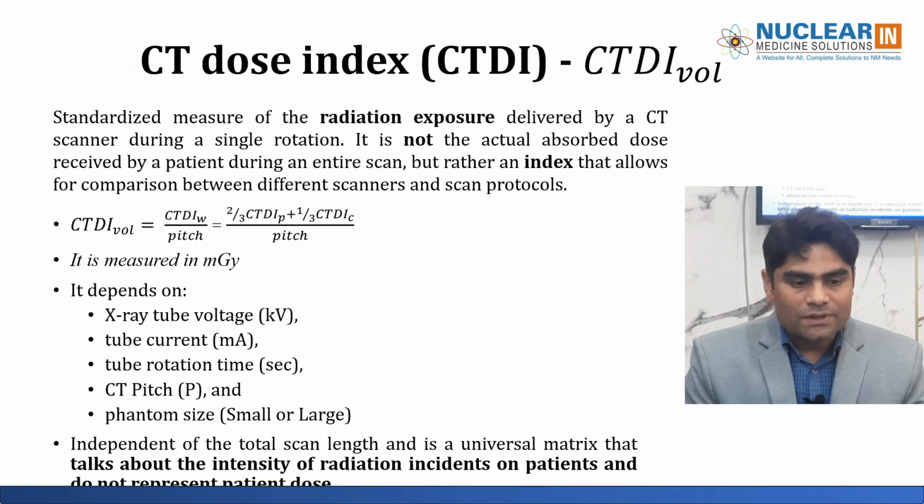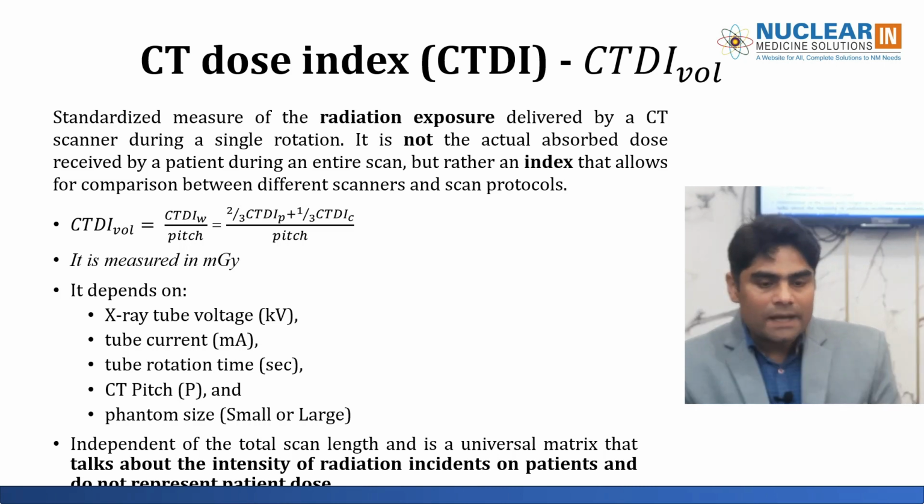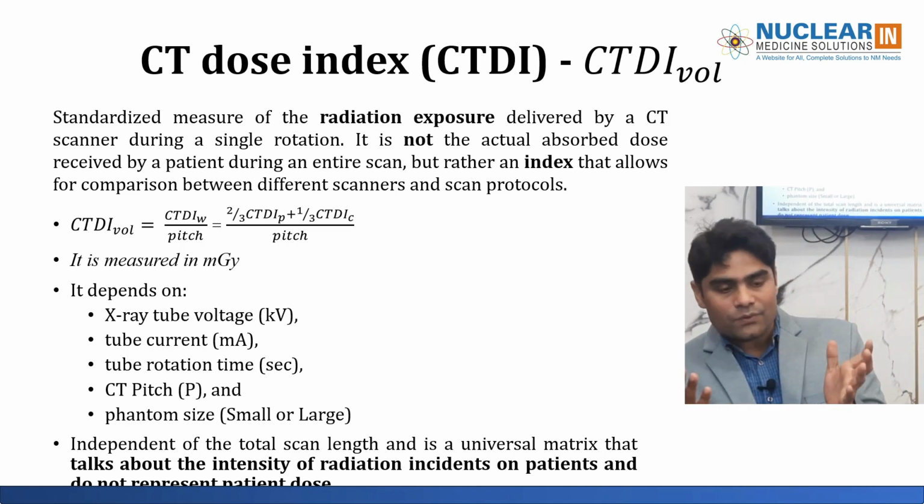Let's see what the CT dose index is. It is a standardized measure of radiation exposure delivered by the CT scanner during a single rotation. It is not the actual absorbed dose received by the patient during an entire scan, but rather an index that allows comparison between different scanners and scan protocols.